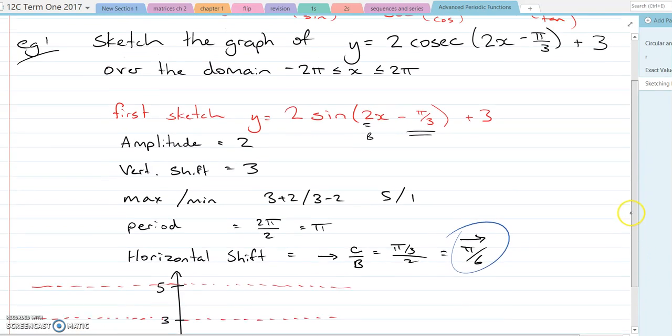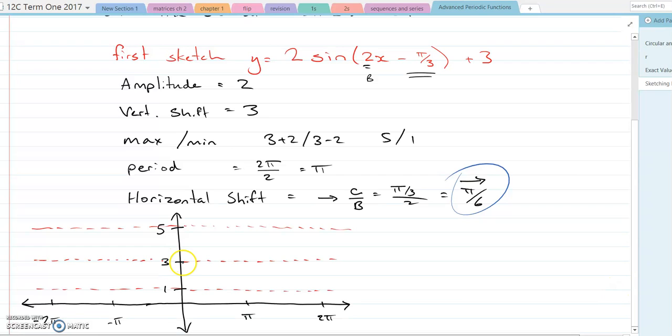Okay, it's a sine curve, so it starts in the middle. It's going to start here, and our period is pi, so it's going to do one cycle and get back to pi, and then another cycle here. So it's going to hit at these points. We split our period into 4, and it goes up to the maximum, back to the middle, down to the minimum, back to the middle, and so on.